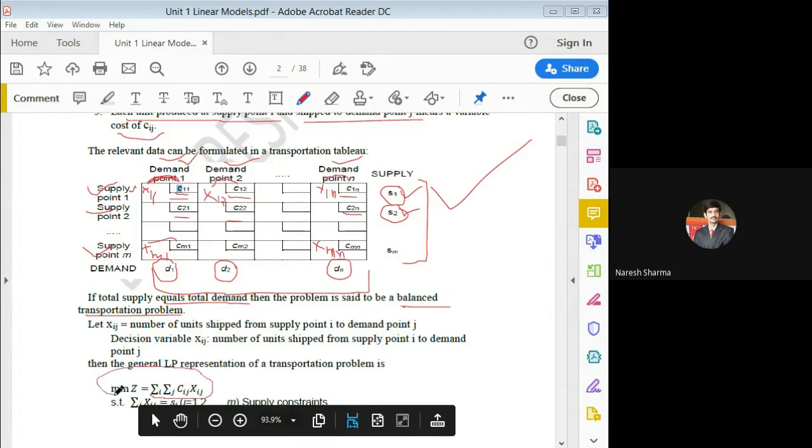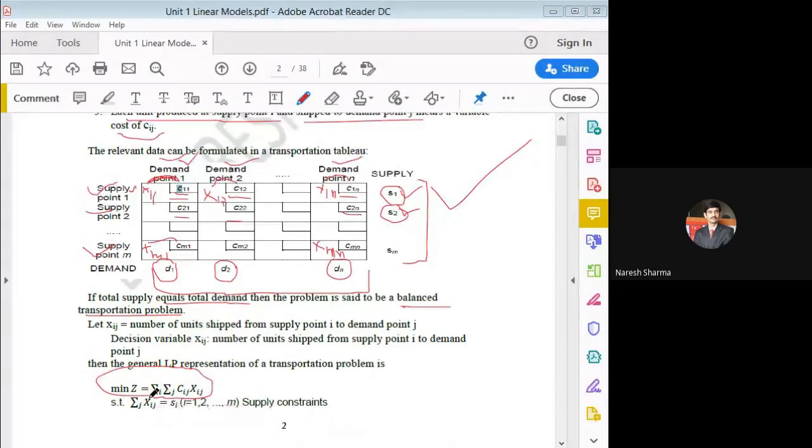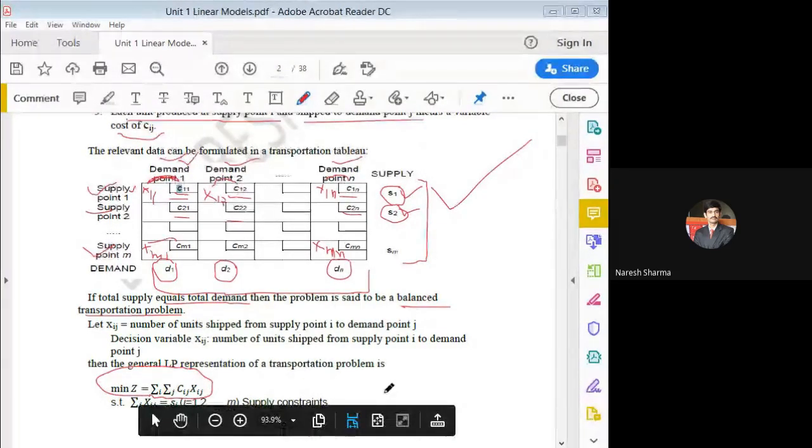Hopefully that's okay. And obviously in a linear programming problem, we have some particular target, that is to minimize the cost. So our target here is to minimize this cost.